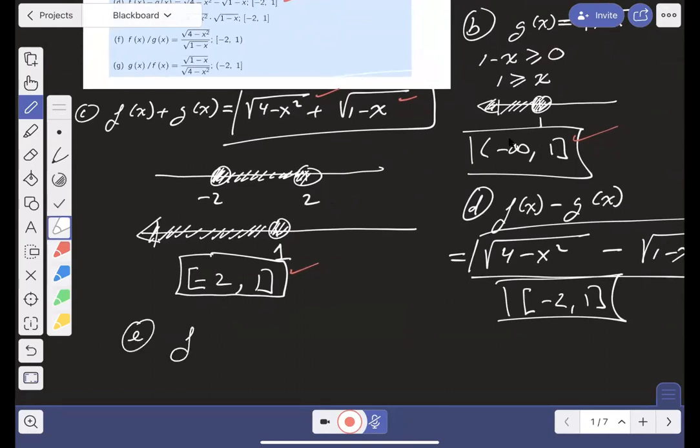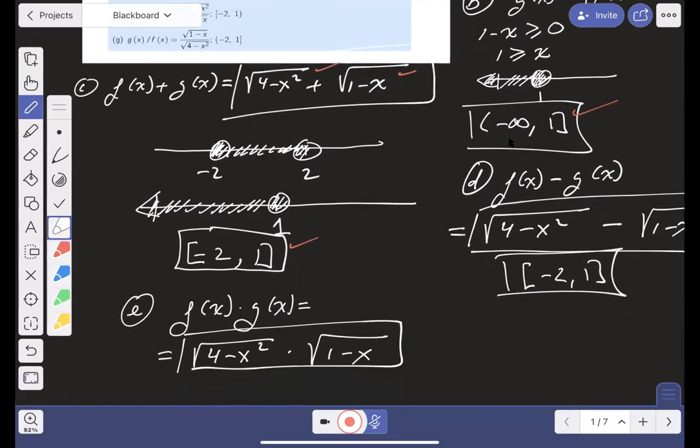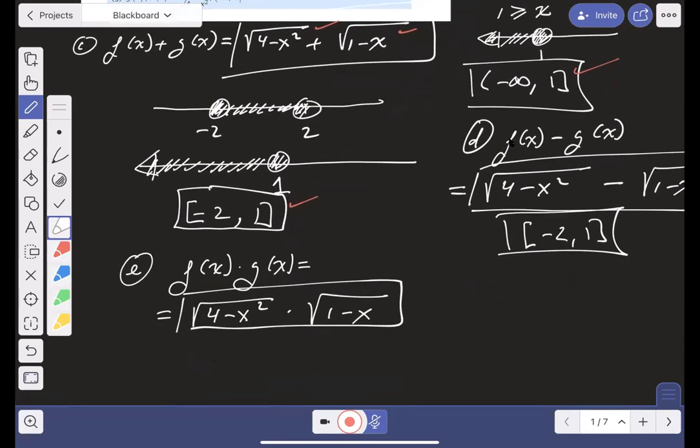E is f of x times g of x. Well, what's f of x? It's the root of 4 minus x squared. And what's g of x? It's the root of 1 minus x. What's the domain? It's the intersection of those two sets. And we've already done that. Not multiple times, we did it once. We're just reusing it.